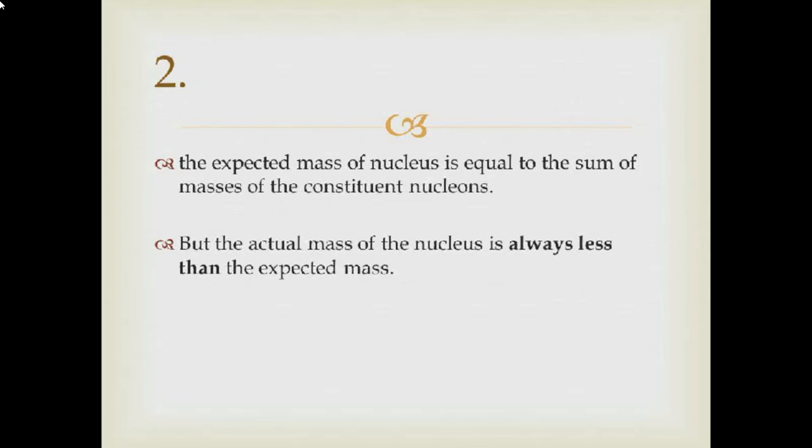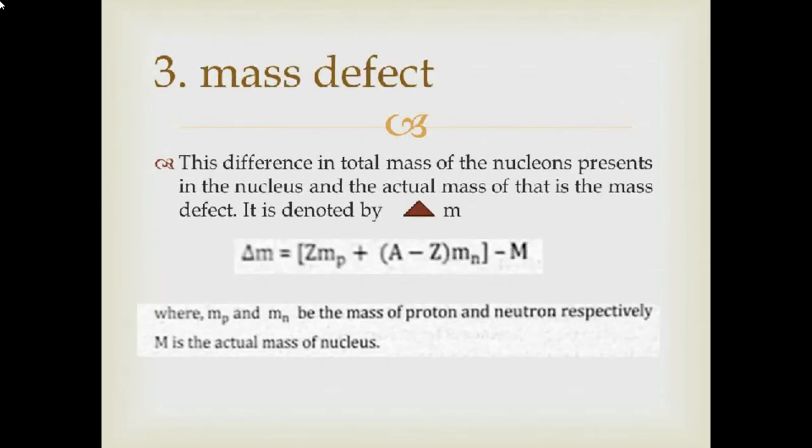They can construct the question like: the actual mass of the nucleus is equal to the expected mass, or the actual mass of the nucleus is always greater than the expected mass, or none of the above. So the correct answer is that the actual mass of the nucleus, which contains neutrons as well as protons, is always less than the expected mass. As I mentioned, there is a difference between the expected mass and the actual mass.